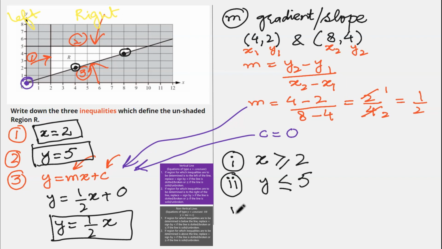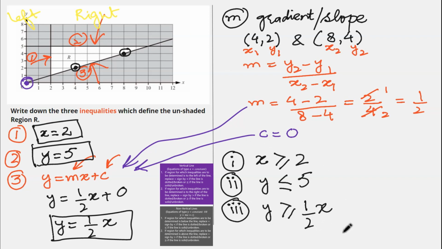For the third and the last inequality, your equation is y equals half x. This is your line. So where is your R? Is your R above the line, or is your R below the line? I hope you can see your R is above the line. So when your R lies above the line, you replace the equal to sign by greater than or equal to, a solid line, and so these are the three inequalities.